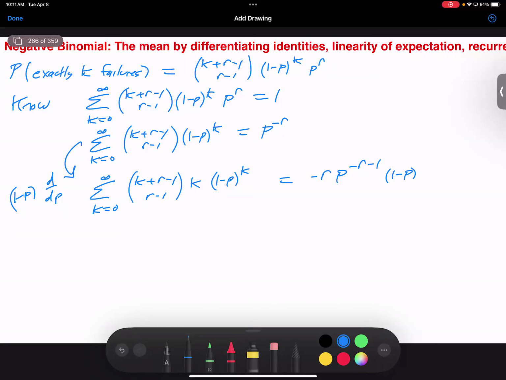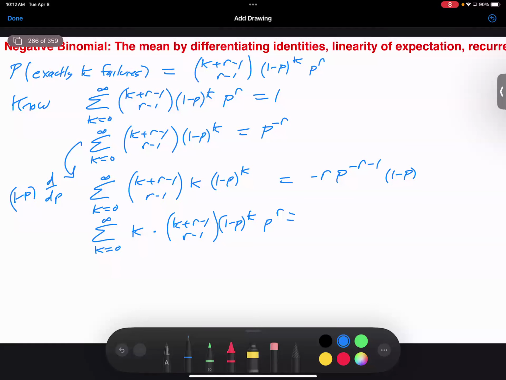Now notice that this is almost the mean. It's almost k times the probability. It's missing a factor of p^r. Let's multiply both sides by p^r. And so we then get the sum, k goes from 0 to infinity, of k times (k+r-1 choose r-1), (1-p)^k, p^r.